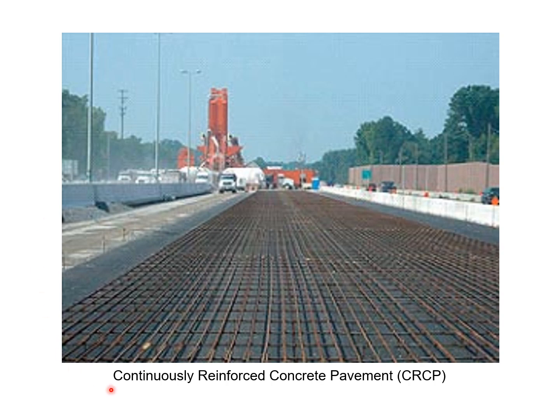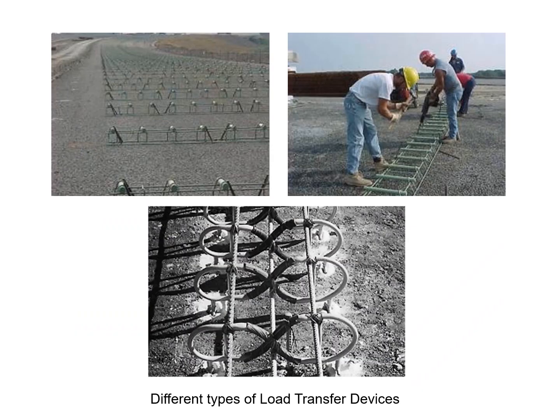This slide is showing the continuously reinforced concrete pavement. So you can see the steel is continuous even at the joints. That is why it is called the continuous reinforced concrete pavement, CRCP. And here you can see the different types of load transfer devices. Such load transfer devices can be placed at the joint so that you have effective load transfer at the joint.